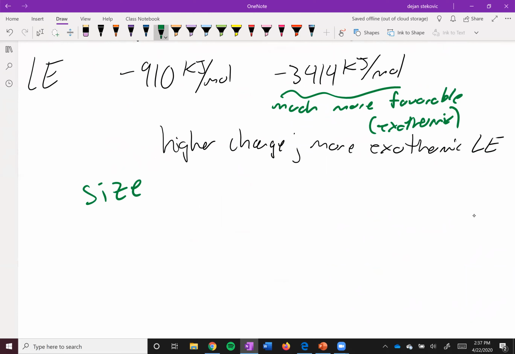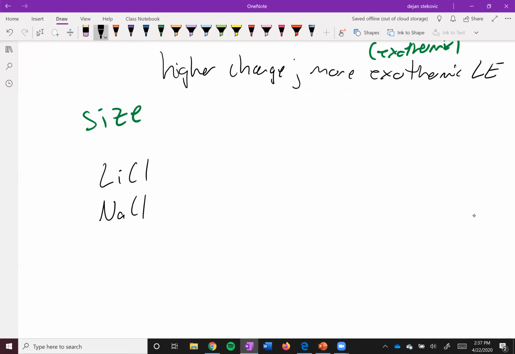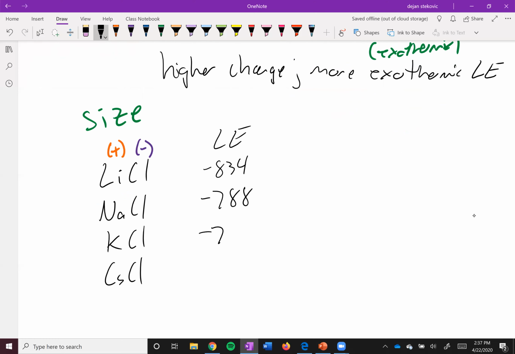Again, use that analogy of magnets far apart in the room. They're not really pulling on each other. Magnets close together, yeah, they're going to pull each other. So let's take a look at some examples. We have lithium chloride, sodium chloride, potassium chloride, and cesium chloride. In all of these, we have a +1 and a -1, so it's not charge that's being affected. If you take a look at the lattice energies of these, you'd see this one's -834, -788, -701, -657. So the only thing that's changing is the cation here.